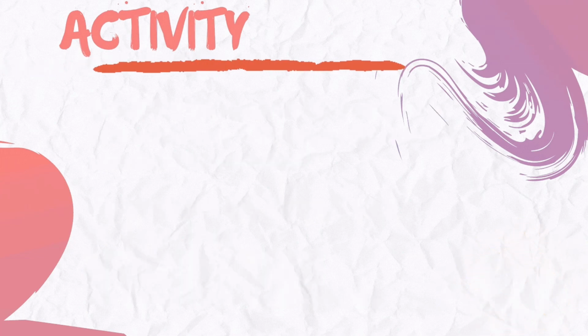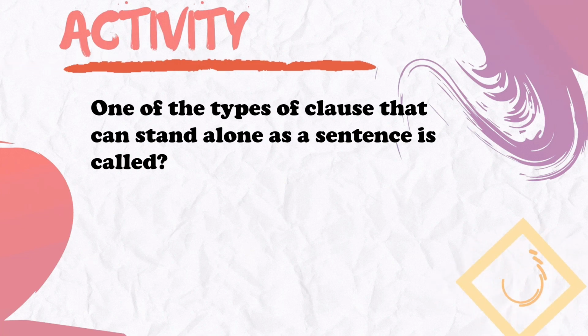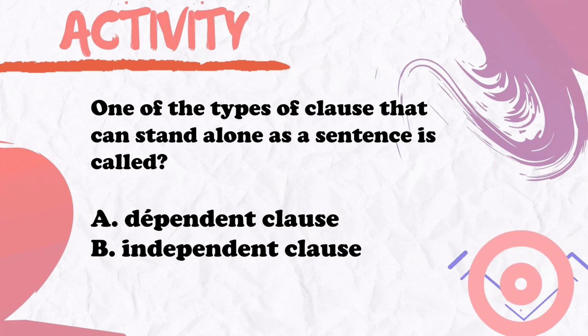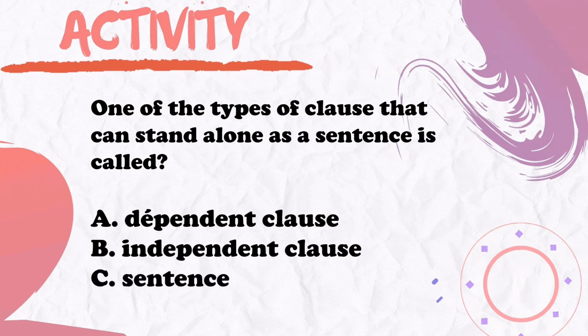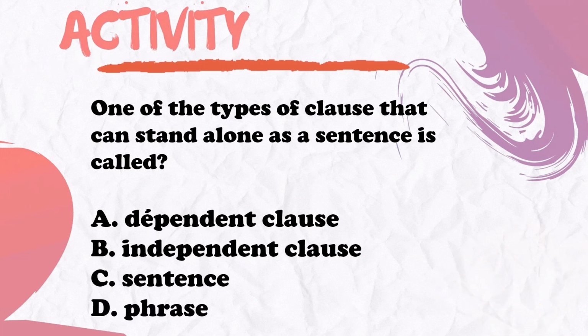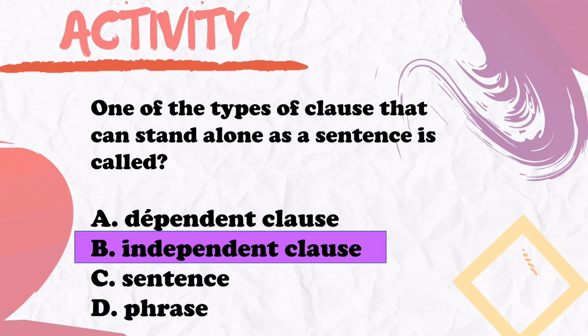Number 4. One of the types of clause that can stand alone as a sentence is called, letter A. Dependent clause, B. Independent clause, C. Sentence, D. Phrase. Good job! The correct answer is independent clause.